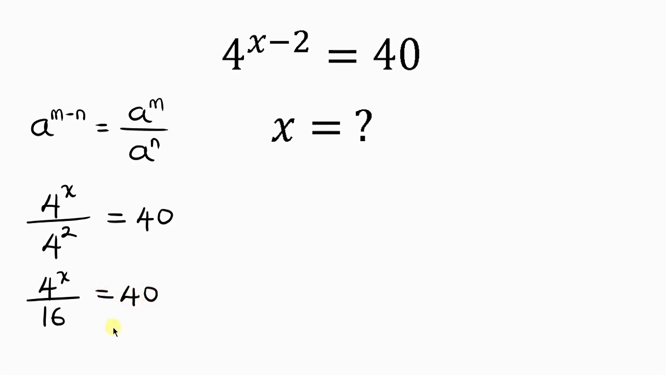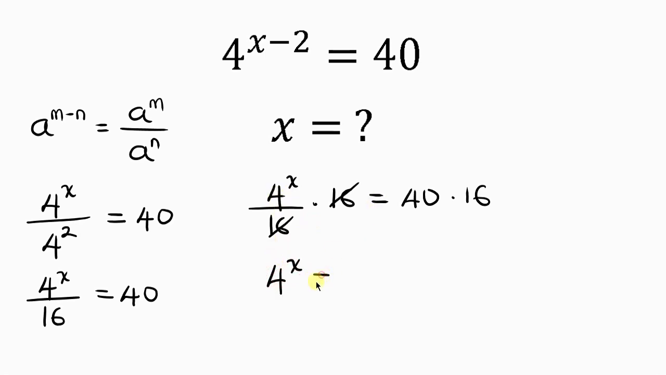Now, our next step would be for us to clear the fraction on the left-hand side by multiplying both sides by 16. So on the left, we have 4 to the x all over 16, I'll multiply by 16. This is equal to, on the right, I have 40, I'll also multiply by 16. Now notice that 16 can cancel off, clearing the fraction and leaving behind 4 to the x. And this is equal to 40 times 16.